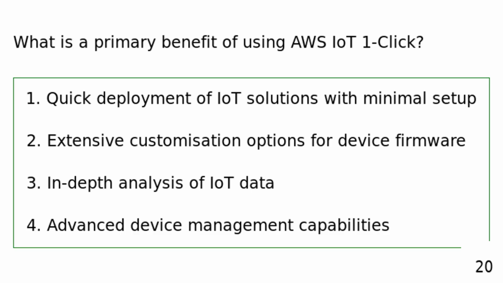What is a primary benefit of using AWS IoT one-click? Quick deployment of IoT solutions with minimal setup. Extensive customization options for device firmware. In-depth analysis of IoT data. Advanced device management capabilities.